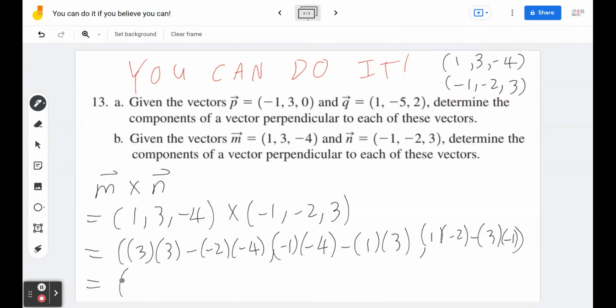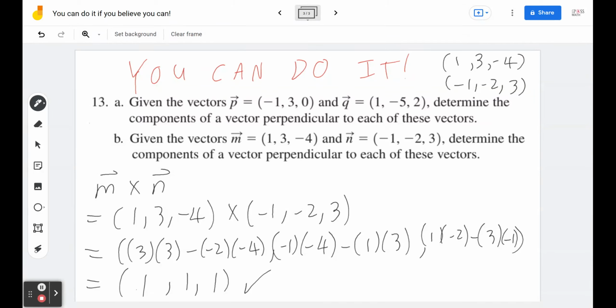Here's the answer. 9 plus 8 is going to be 17. 4 minus 3 is going to be 1. And -2 plus 3 is going to be 1. Now, as I'm double checking my work, I realize it is not 17. That was my mistake. Let's try again. 9 minus 8, that's 1. And again, is this the only answer? No, because it could be any scalar multiple of 1, 1, 1.